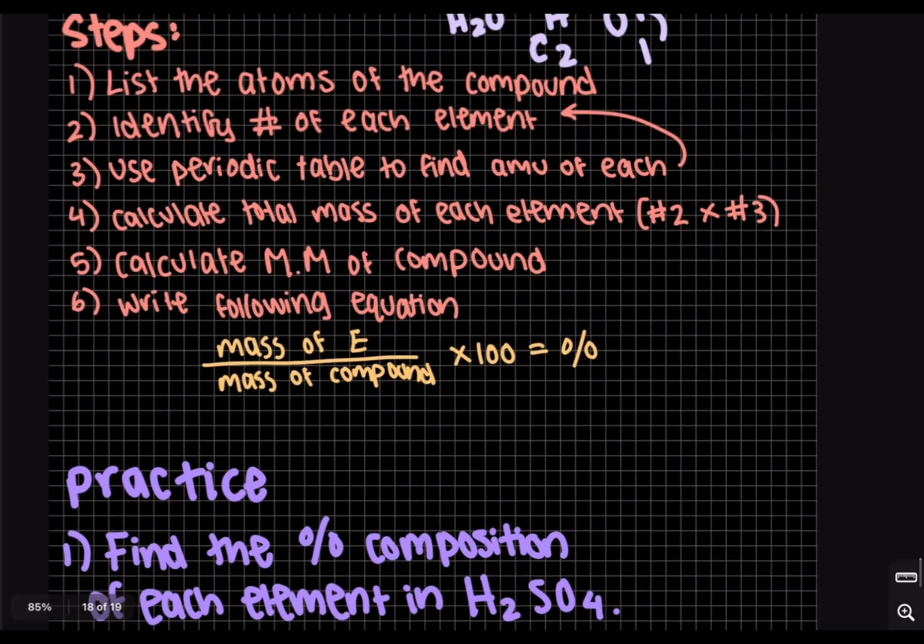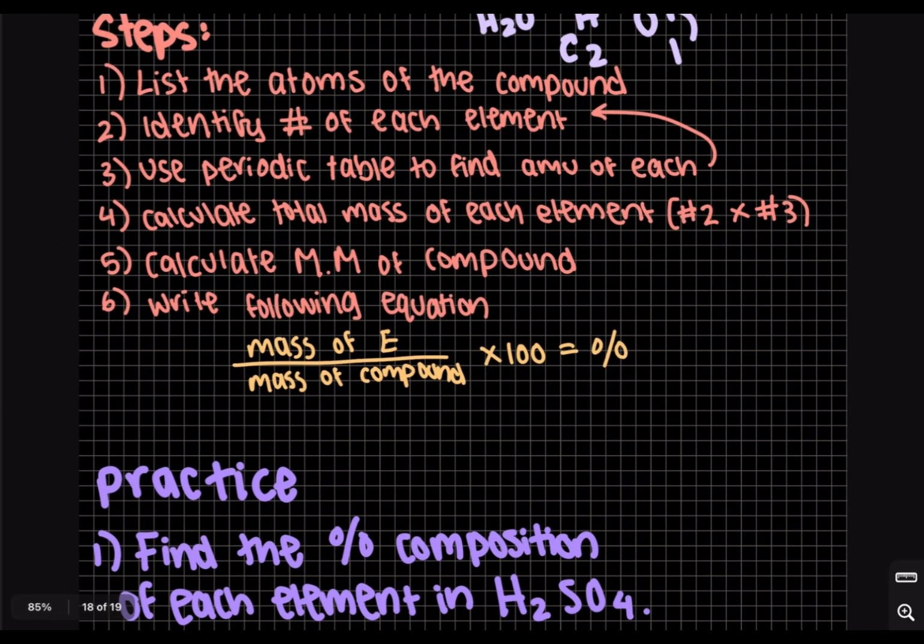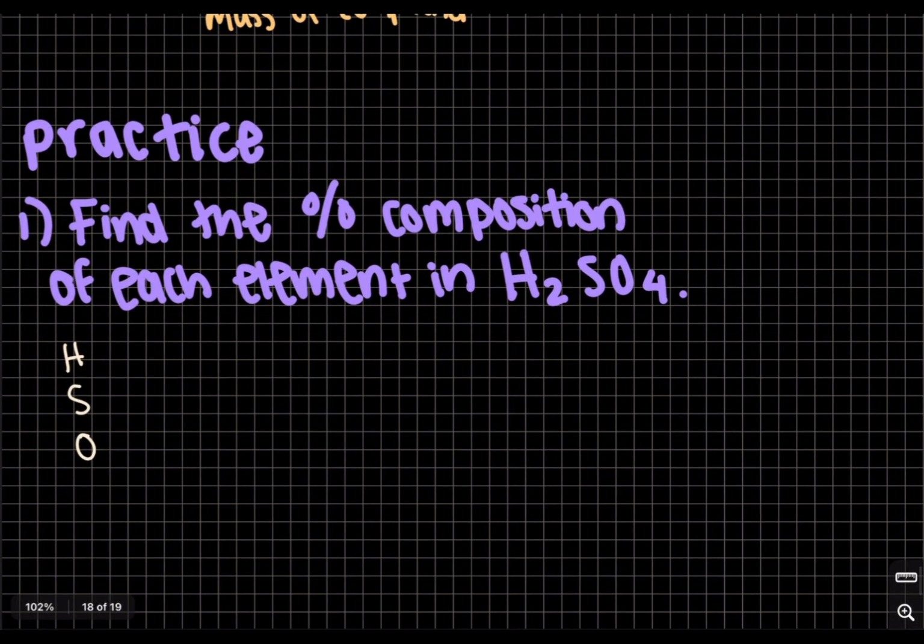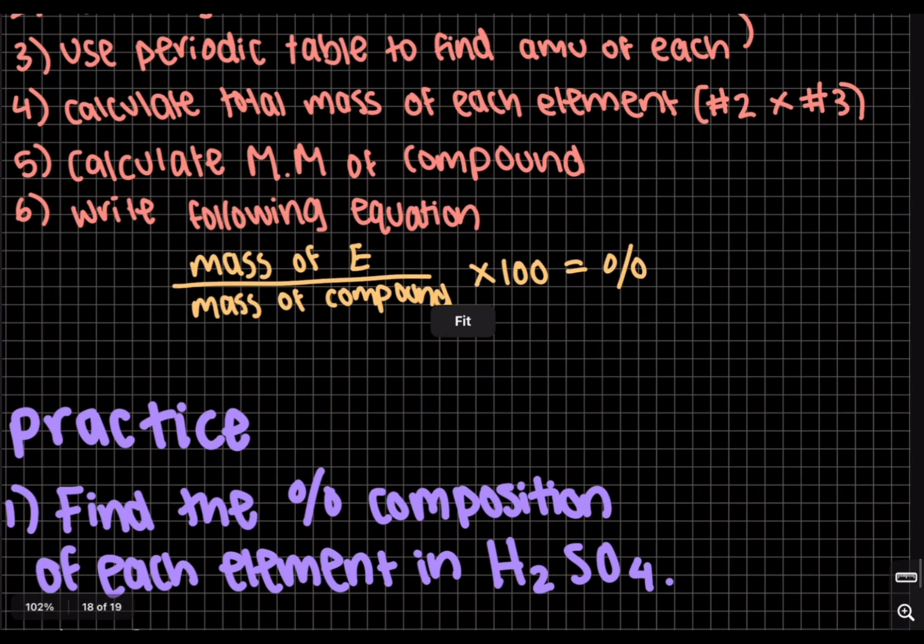Great. Now, step number 2 is identify the number of each element. Let's do that, and feel free to do this ahead of me. Pause the video whenever you'd like to do it with me so you get practice. For hydrogen, there's 2. Sulfur, there's just 1. And oxygen, there's 4. Great. Now what's step 3?